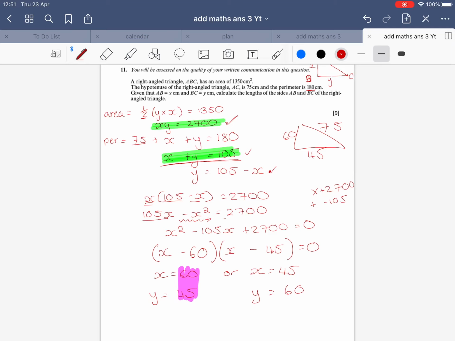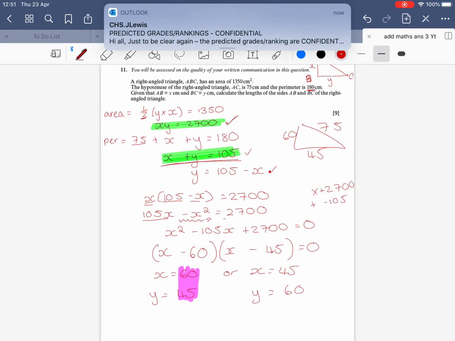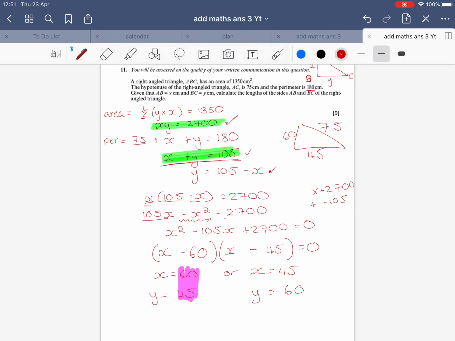Okay, but we did exactly the same thing. We formed the equation, we rearranged one, we inputted it into the other one, and we solved.